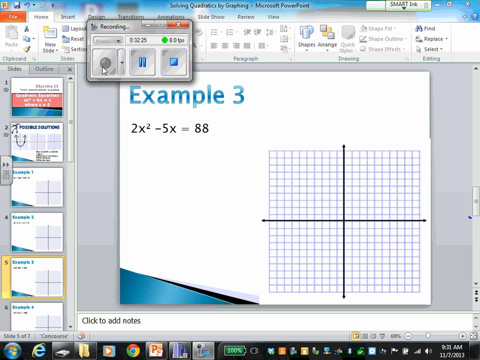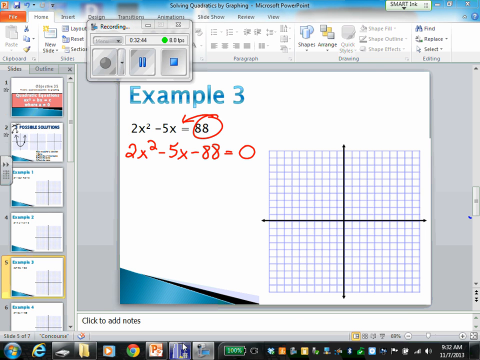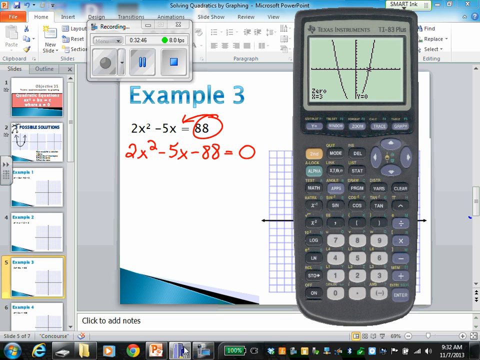We need to move the 88 over, so it'll become 2x squared minus 5x minus 88, because when it moves over, it changes signs, equals 0. So once it's solved to 0, you can then put it in your calculator and graph it. So you go ahead and do this. See what you can come out with.